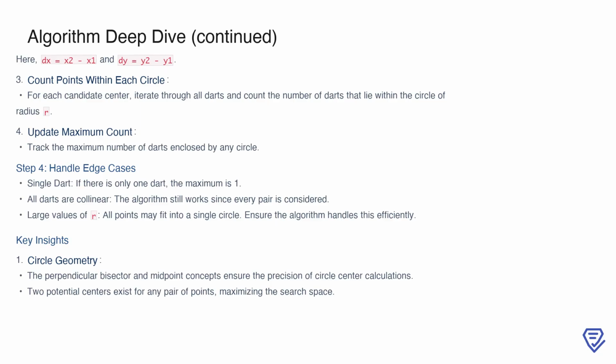To ensure correctness, we also handle edge cases. For example, if there's only one dart, the maximum is trivially 1. When all darts are collinear, each pair of points is still considered, so the algorithm remains valid. Additionally, for large values of r, where all points may fit within a single circle, the algorithm accounts for this efficiently. The geometric principles of circle construction, such as using the perpendicular bisector and midpoint, ensure precision in calculating potential centers, while considering 2 centers per pair maximizes our search space.